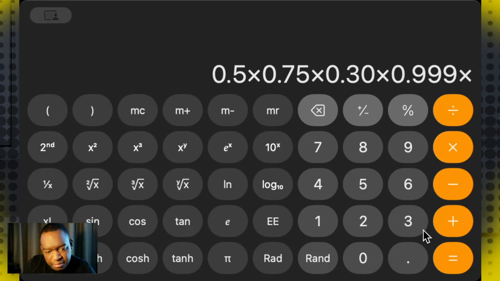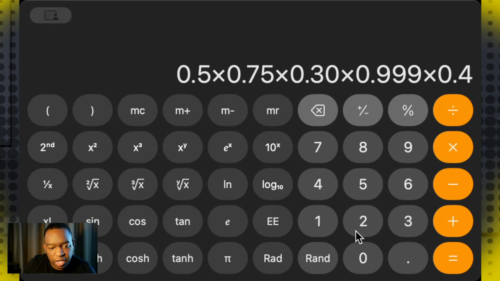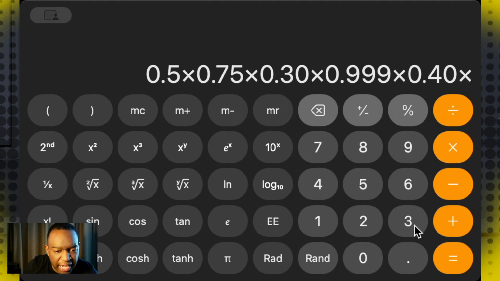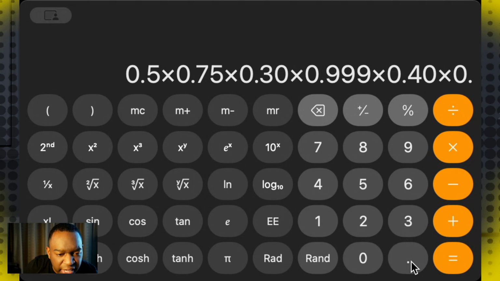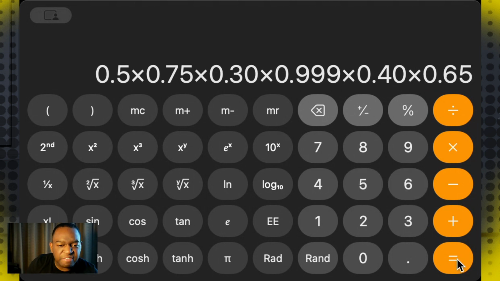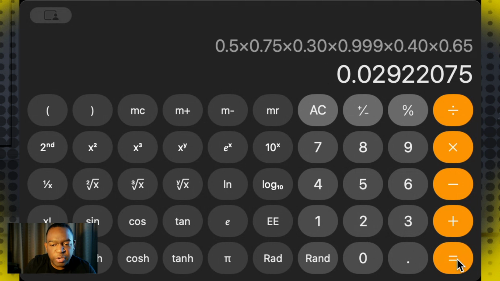And then you times that by point. Let's get another one. It's like a 40% chance of something happening. And then, because this is a six-leg parlay, let's end it with something that has a 65% chance of happening. Then you hit equals. You have a 2%, almost 3% chance of winning all that money that I previously showed you.